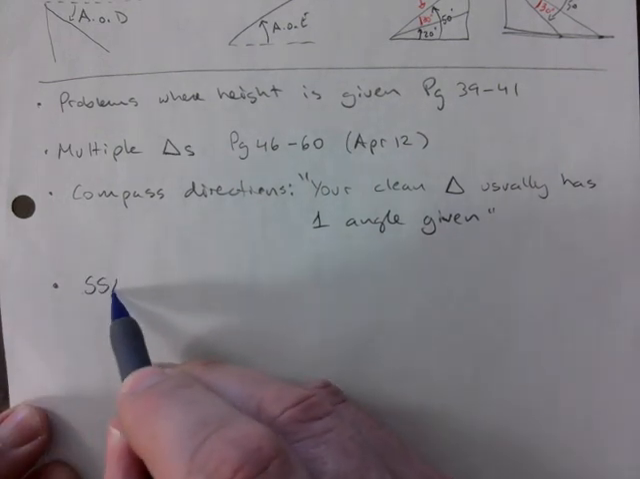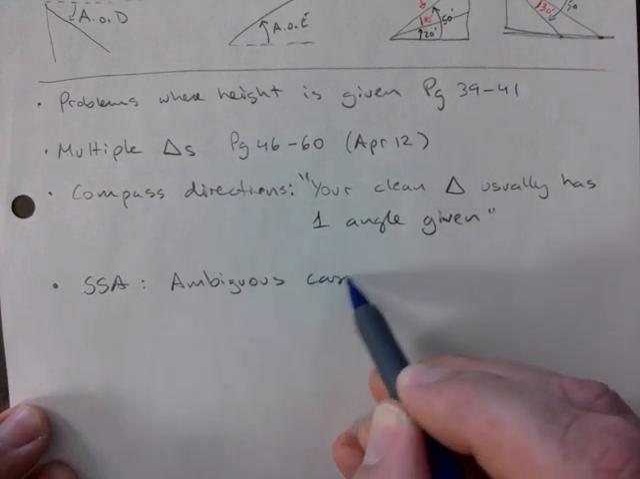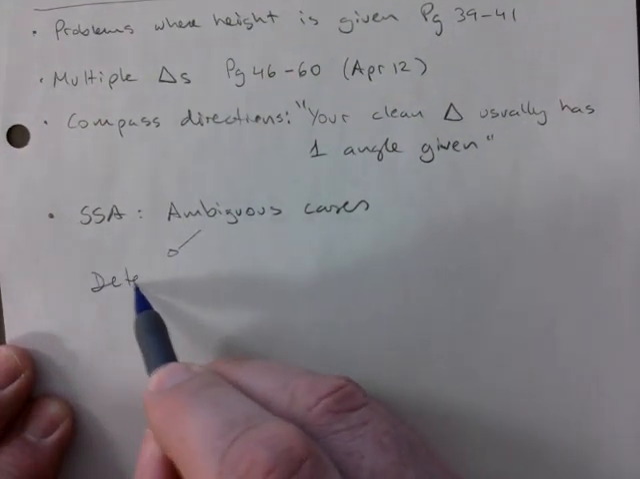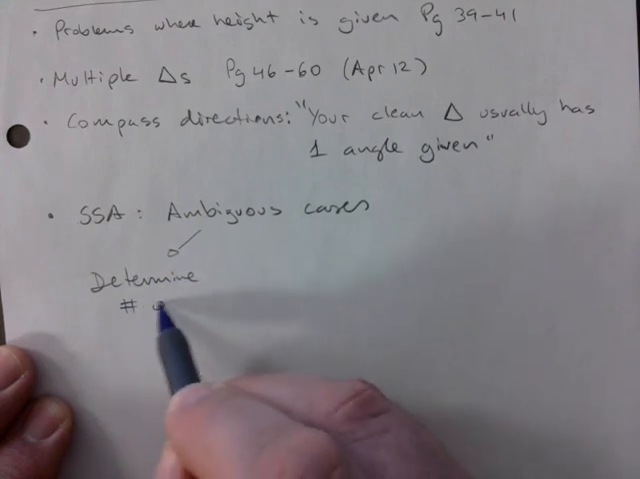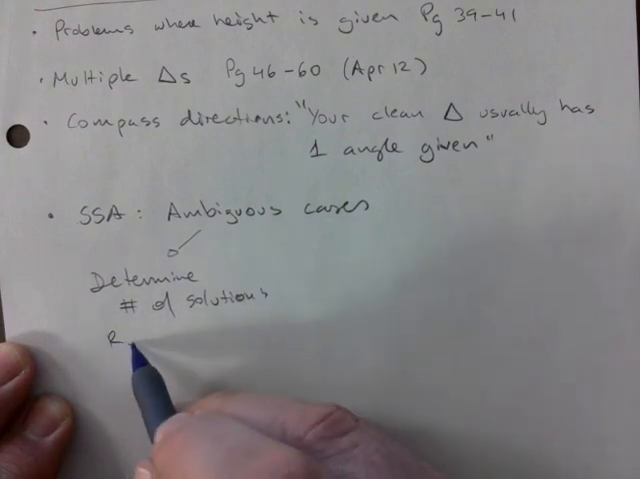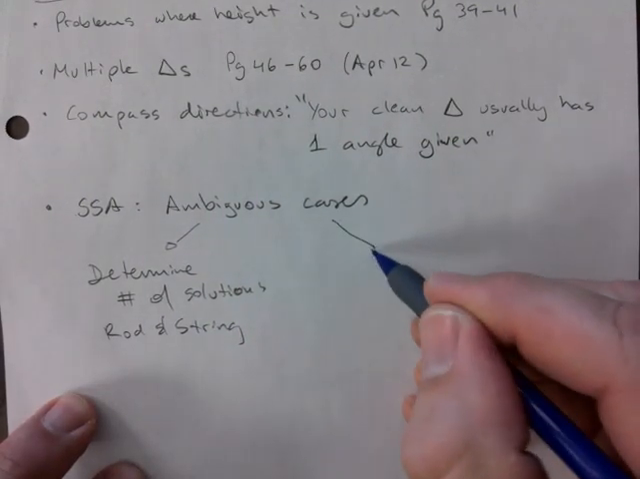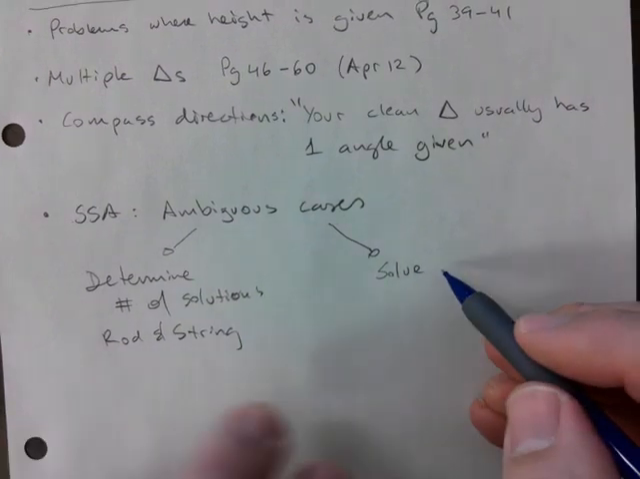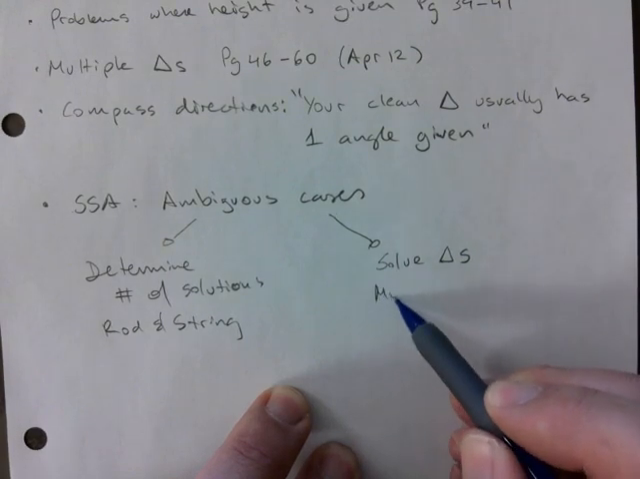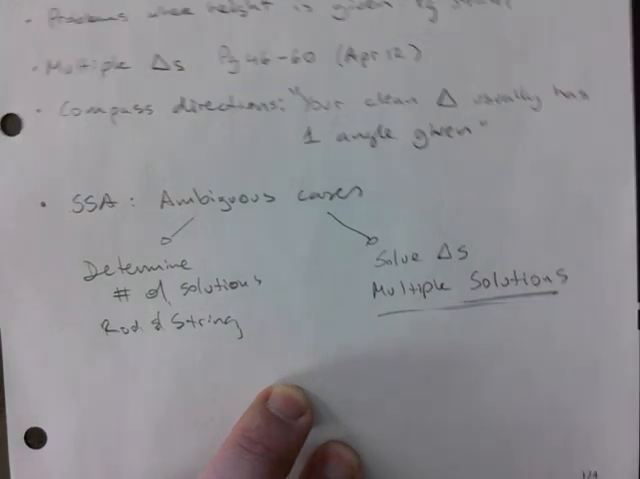Then you're going to have SSA where it's ambiguous cases. You're going to have to determine number of solutions. You go rod and string. That's what I mean by that. And then solve triangles where you've got multiple solutions. Know how to do that as well.